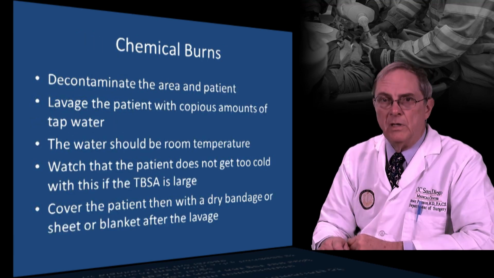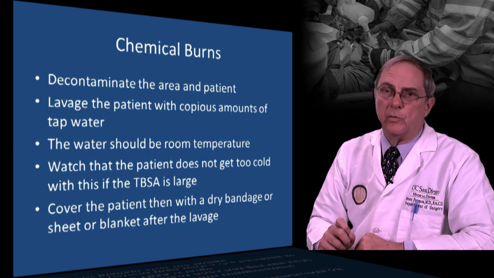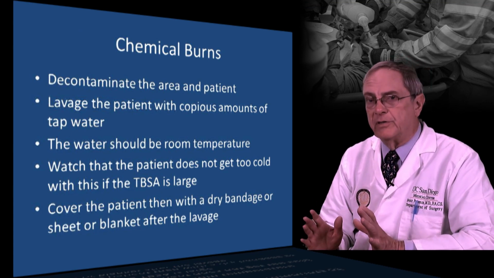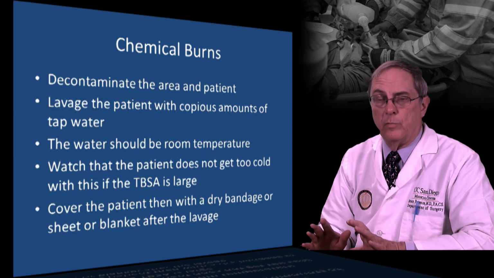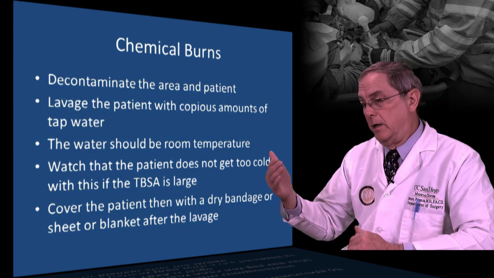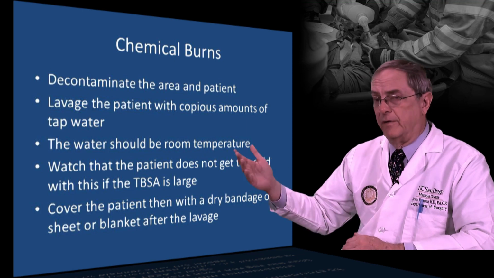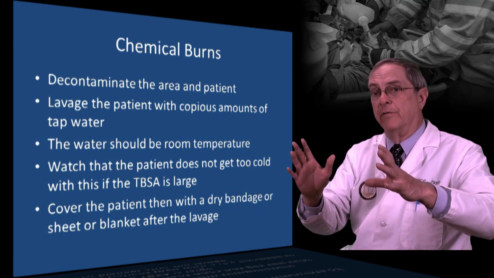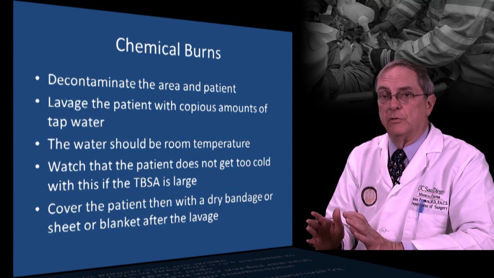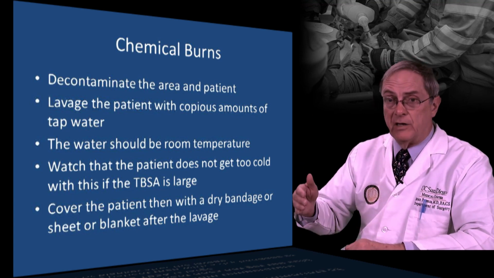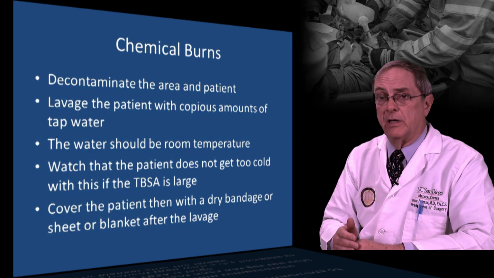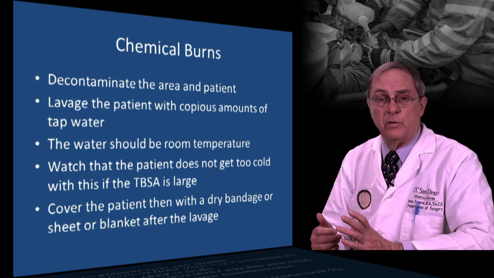So let's talk just for a minute about what to do with a chemical burn. It's very simple. We just want to decontaminate the area in the patient that we're removing from the site of injury. If it's in a lab, we want to get them out of the lab area and get them to an area where we then can decontaminate them. And we want to lavage the area of the burn on their skin with copious amounts of simple tap water, okay?